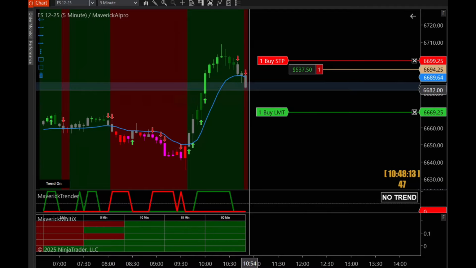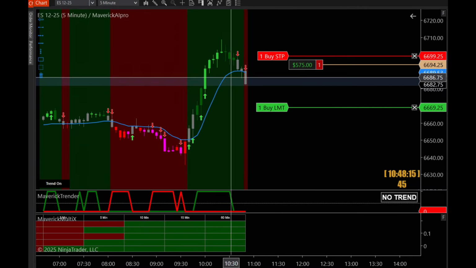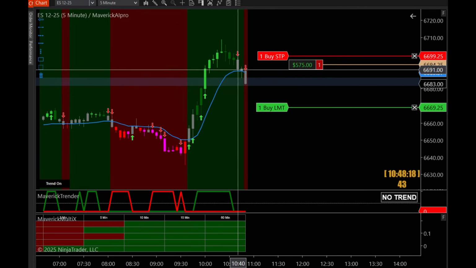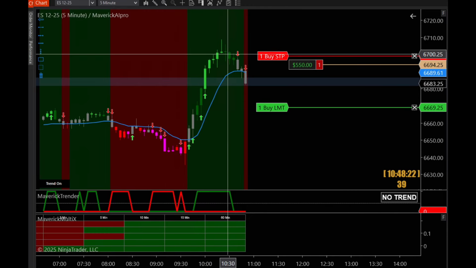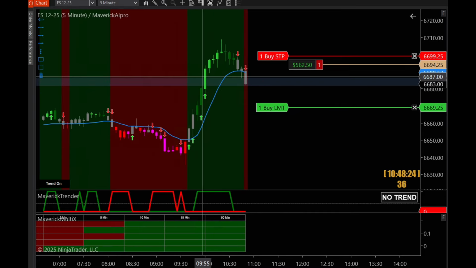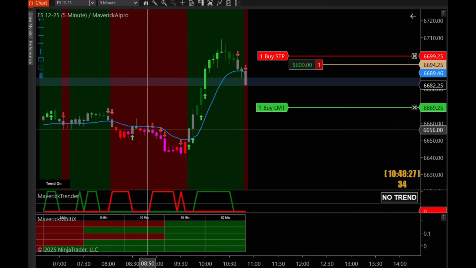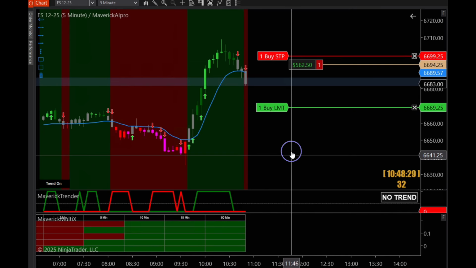Gray candles, okay? We are below the Maverick guide. This blue line is your Maverick guide. Below the Maverick guide, you go short. Above the Maverick guide, you go long. And when I say that, I mean price versus where the line is, right? Below it, you go short. Above it, you go long, okay?